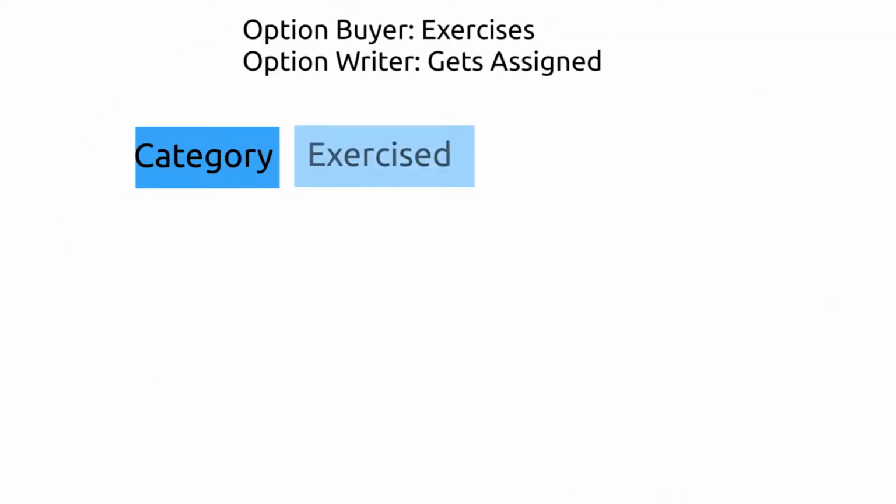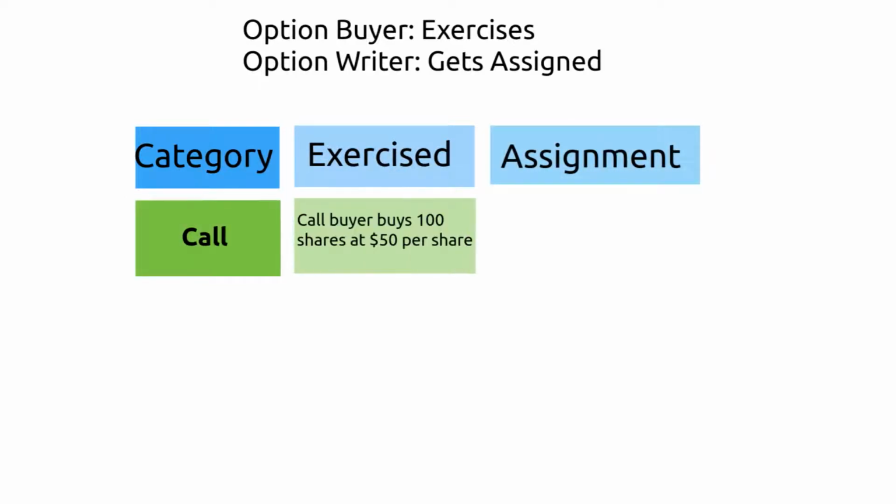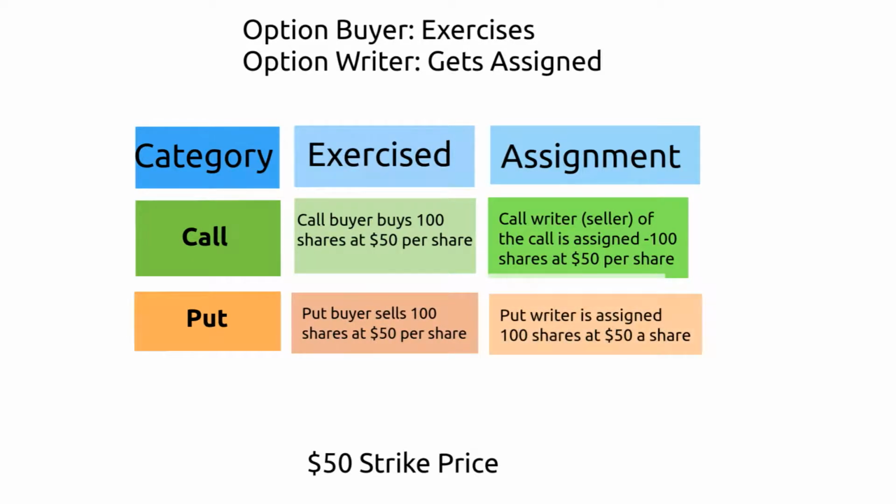Let's get straight into an example to clear things up. For a call, the person who purchased this call can exercise his option and purchase 100 shares at $50, since the strike in this example is $50. The option writer would then be assigned and he would sell 100 shares at $50.